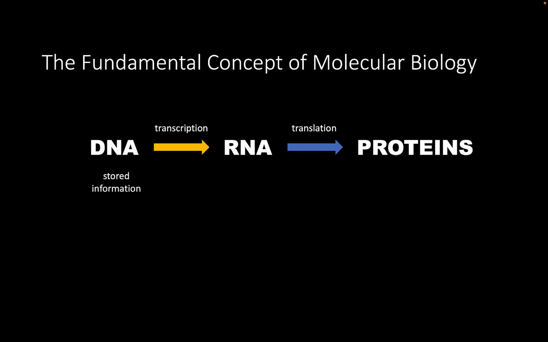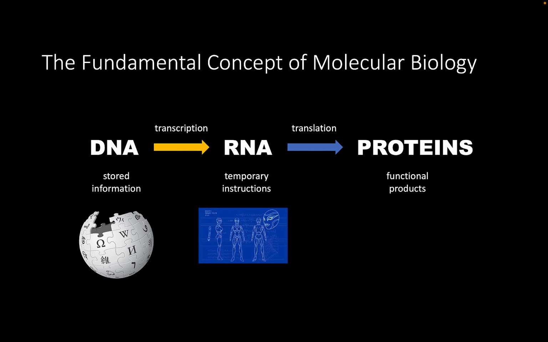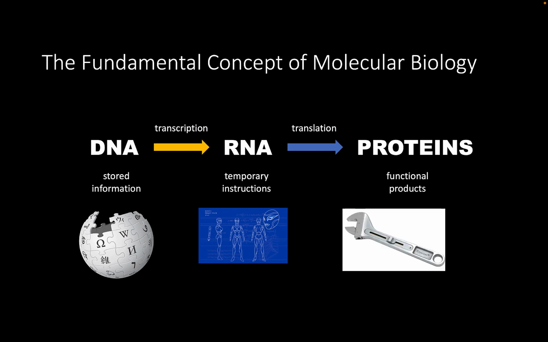Now, DNA is stored information, RNA is the temporary instructions, and proteins are the functional products. So let's look at some things that we can think of as where there's a lot of stored information. Well, Wikipedia is a place that there's a lot of stored information. We used to have encyclopedias we thought of as that stored information. So the DNA is like the Wikipedia for an organism. It has all of that information about how to build the organism. Now, to make that information usable, it is turned into temporary instructions, kind of similar to a blueprint. And those temporary instructions can be exported out of the nucleus. And those then can be turned into functional products like tools in our analogy here.